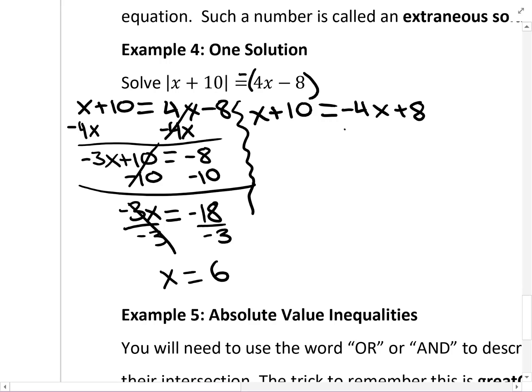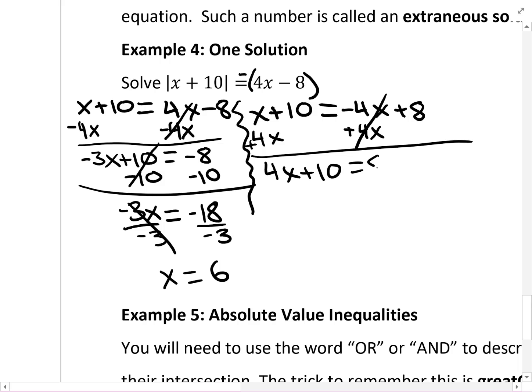Other side, do the opposite to get the x's in one place. So I get plus 10 equals 8. Okay, have you noticed the mistake I just made? The 4x is wrong because it was 4x plus a 1x because of the invisible 1. That should be 5x.